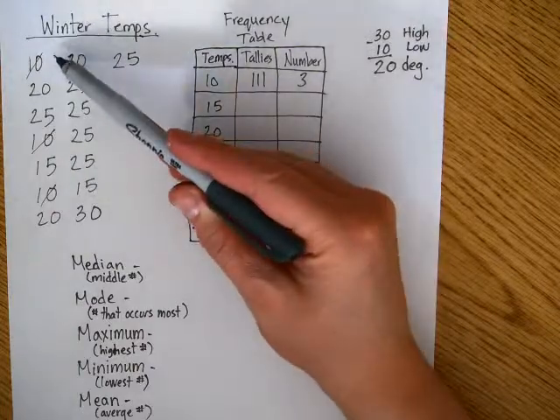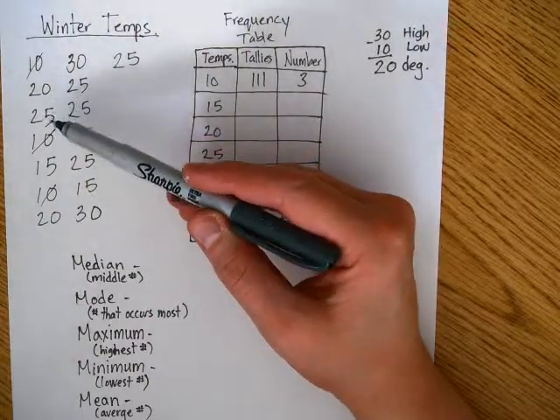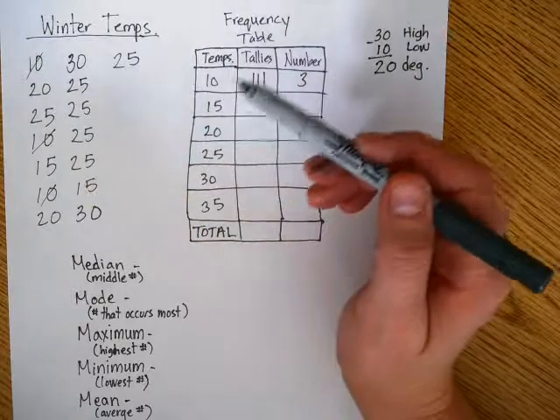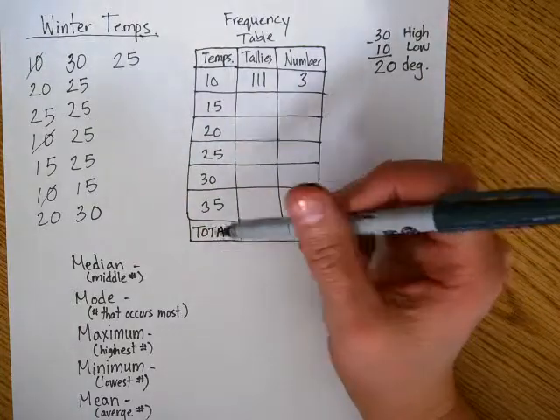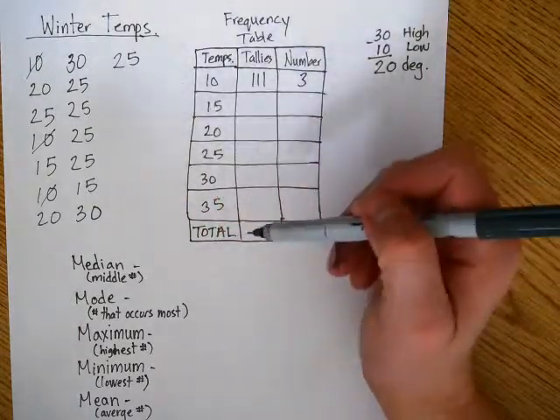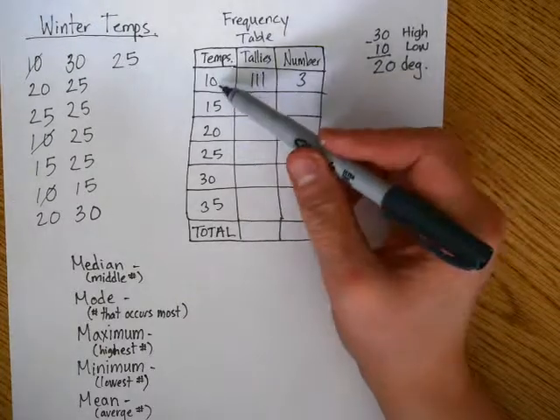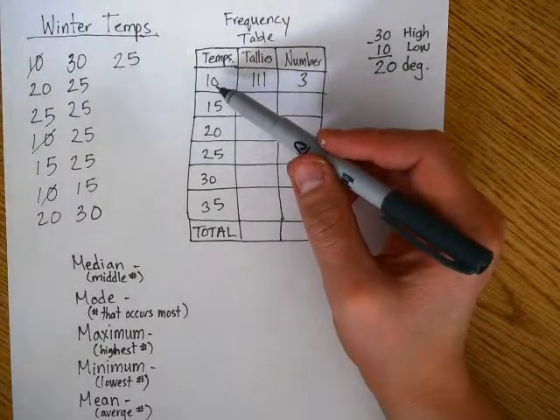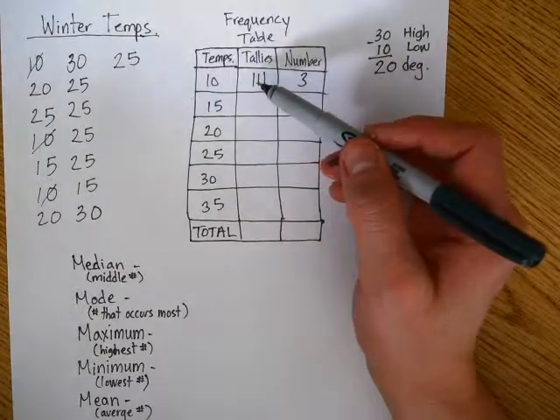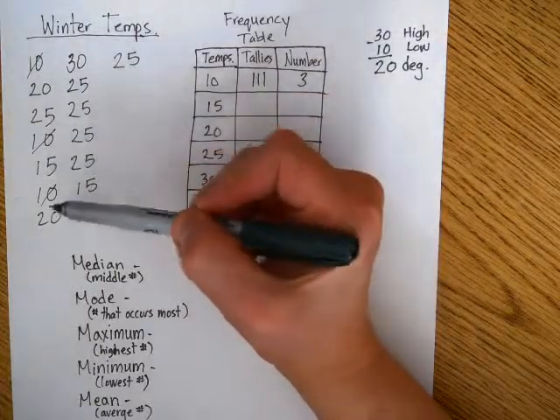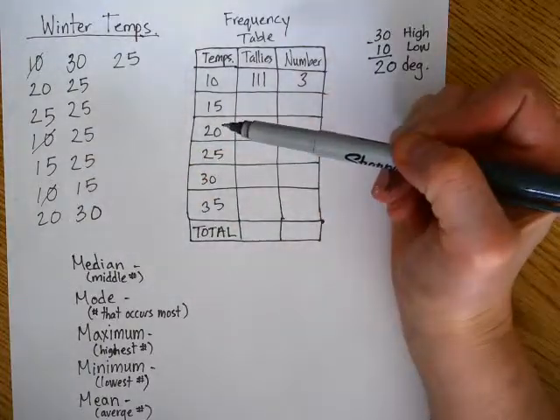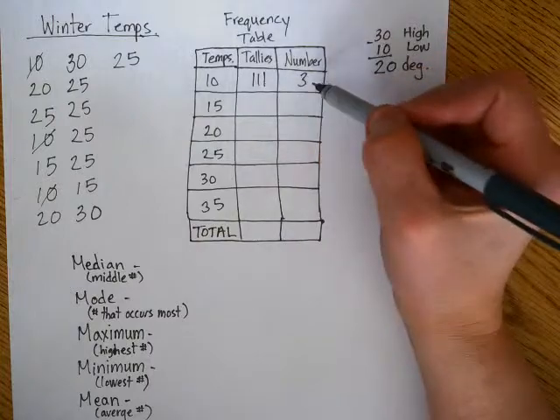Then these would represent different days. So day 1 was 10 degrees, day 2 was 20, day 3 was 25. And we have to make tallies for each of those. So a temperature of 10 degrees doesn't mean I put 10 tallies there. It means I count up how many 10s are in the winter temperatures, and then I put them in tallies, and then I write the number here.